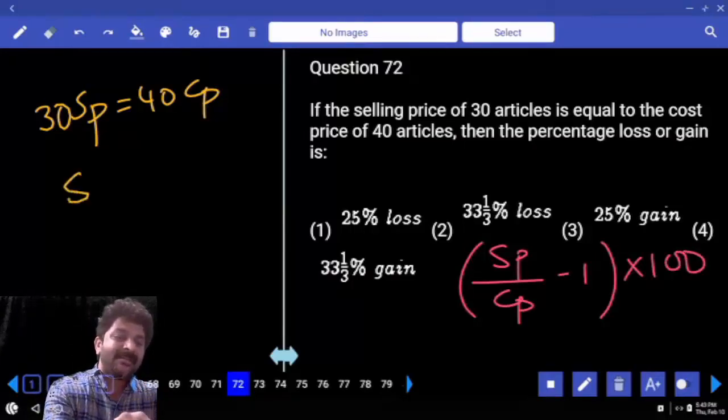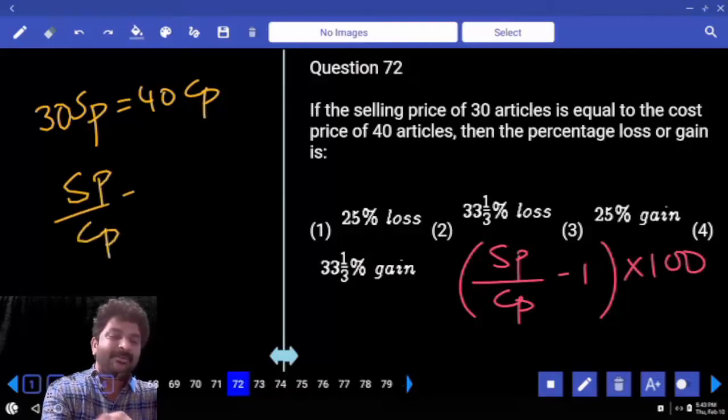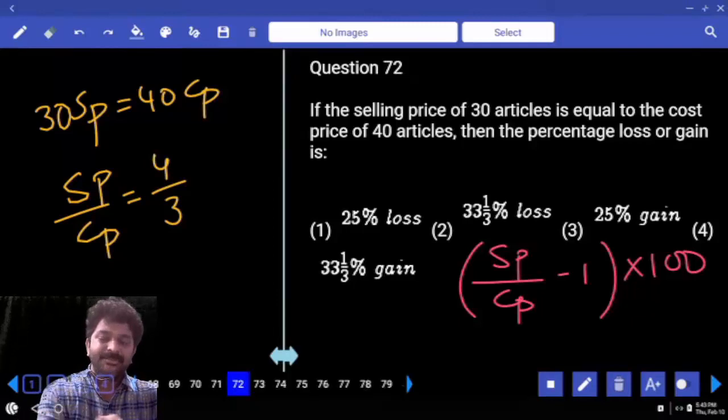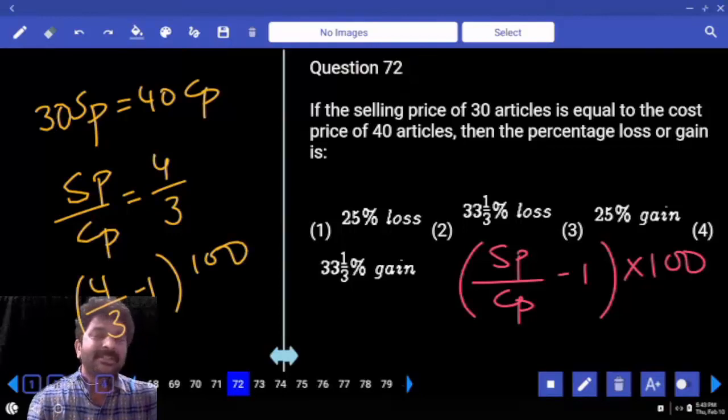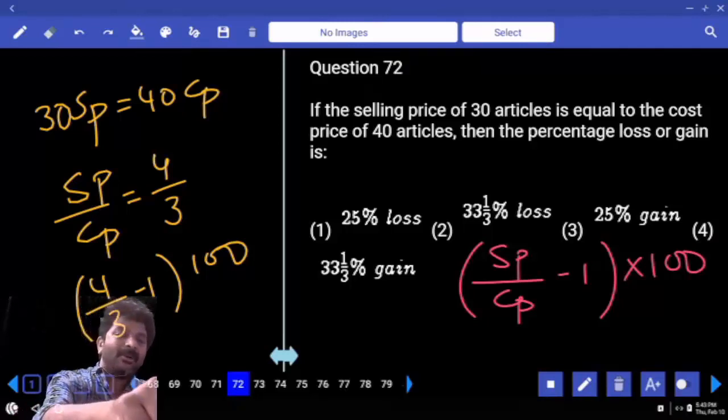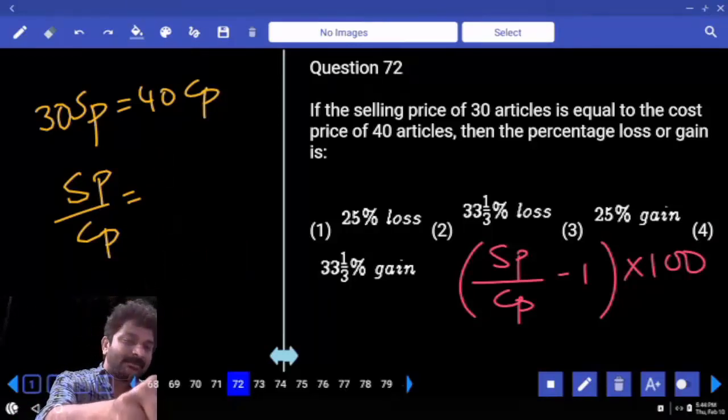From this you can say SP by CP is equal to 40 by 30, which is equal to 4 by 3. When you substitute in the formula, it is (4 by 3 minus 1) into 100. 4 by 3 minus 1 is 1 by 3 only. 1 by 3 into 100 is 33 1 by 3. Profit or loss? Profit, because it is positive.